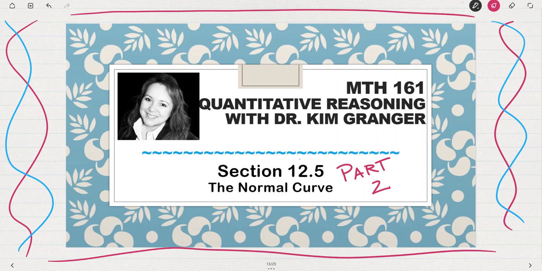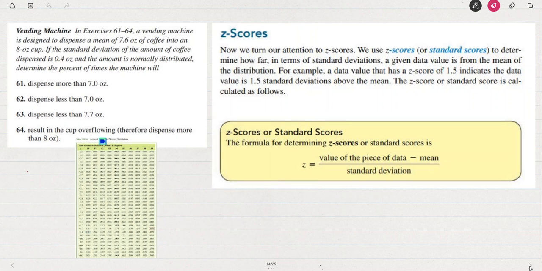In this video, we will continue our study of the normal curve by looking at an application problem that we can complete and understand using the knowledge we have of the normal curve. Let's look at the example. It comes right from the textbook.